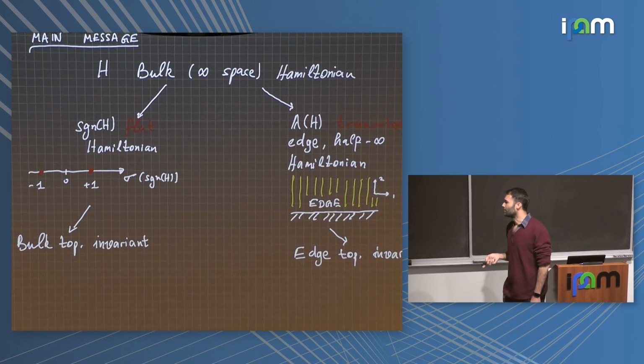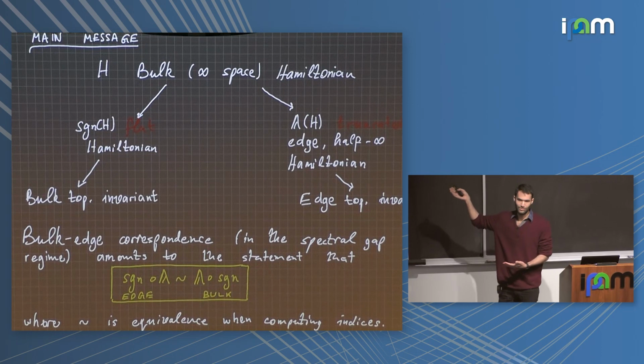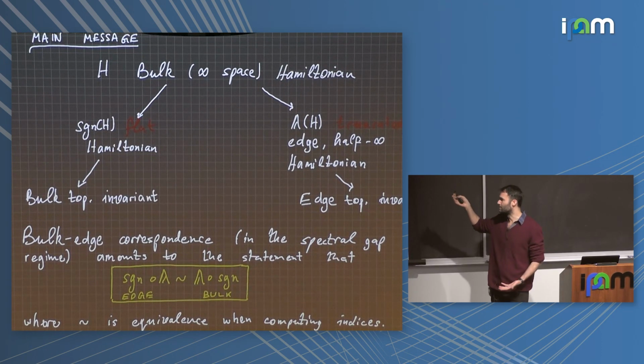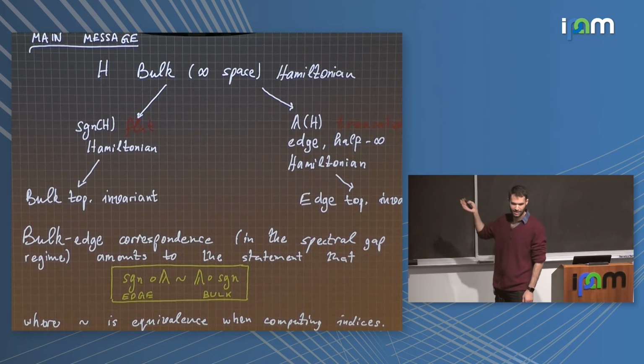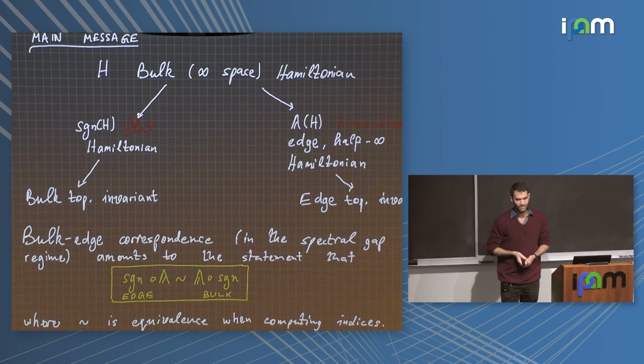So the bulk edge duality or correspondence says that, starting from the same bulk Hamiltonian at the top, and putting any kind of boundary conditions for the truncation on the edge, these 2 invariants should be the same. This is a very general principle for all topological insulators.